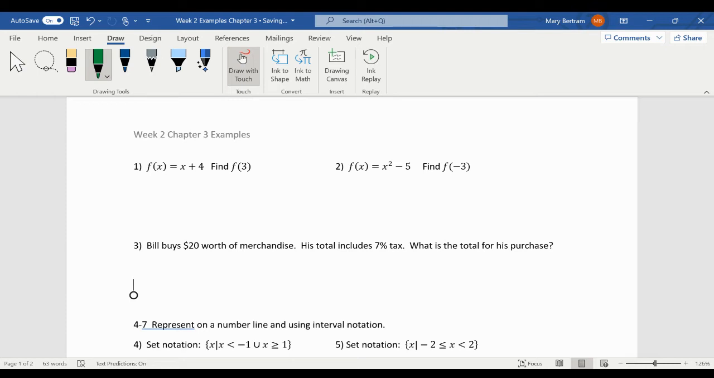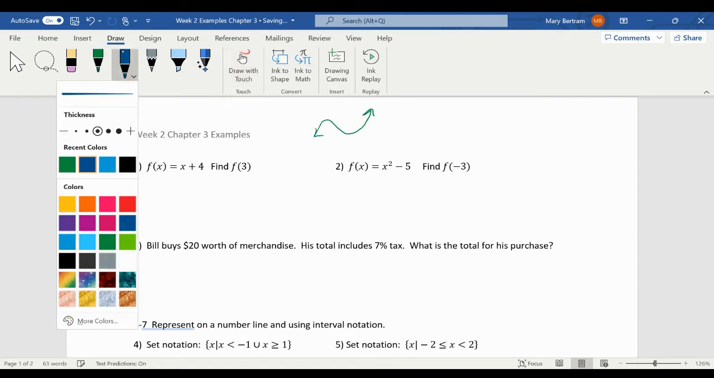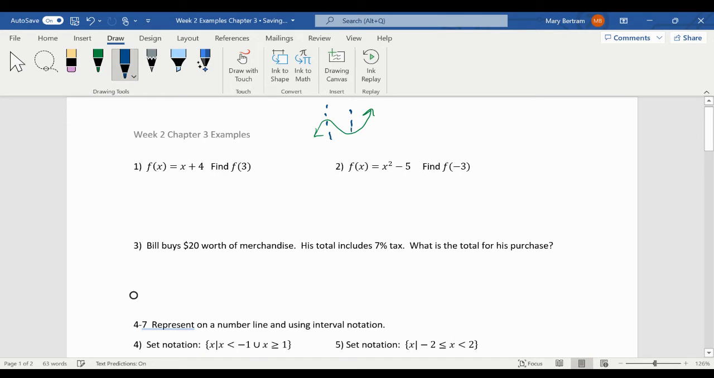So just to remind you that a function has to pass the vertical line test. Okay, so if you have a graph, let's just say, something like that, that would pass the vertical line test because anywhere I draw a vertical line, it will just pass through once. However, if I graph, let's just say something like that, that would not pass the vertical line test, right? We would get more than one y value.